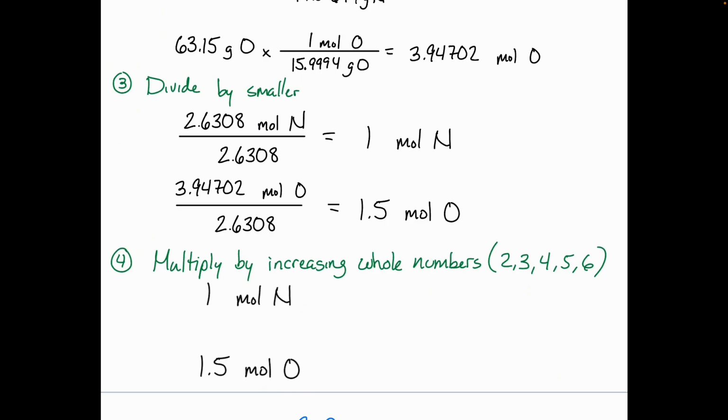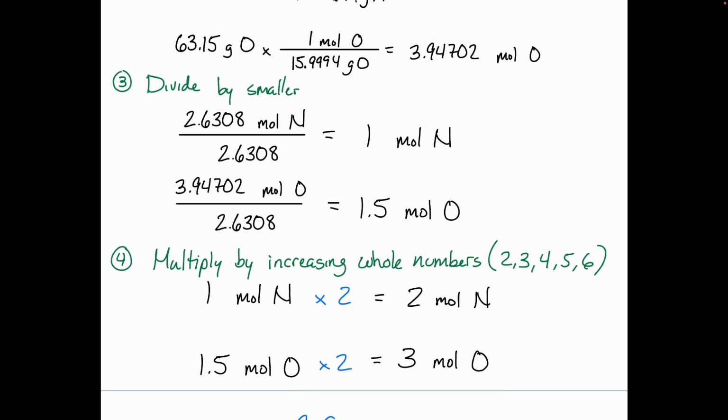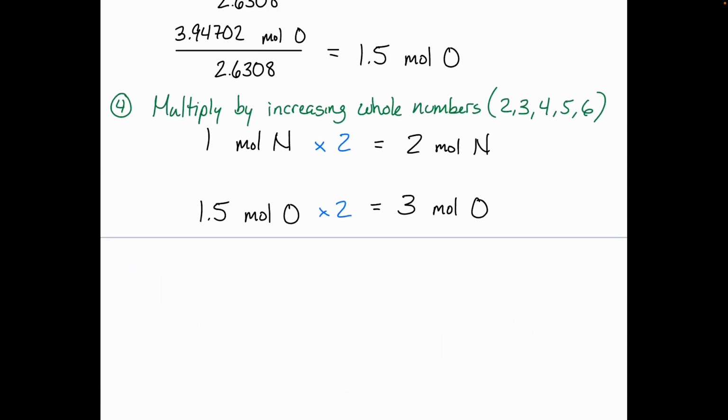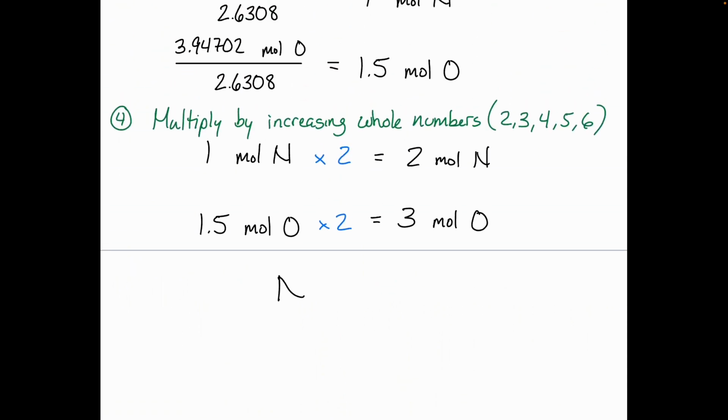Okay, so if I take my two numbers here and I multiply them both by 2, right, 1 times 2, this will become 2 moles of nitrogen. And 1.5 times 2, now all of a sudden that works out to be a nice whole number here, 3 moles of oxygen. Right? So now I get to be done. My ratio here in my empirical formula, according to my mass spec data here, would be N2O3.